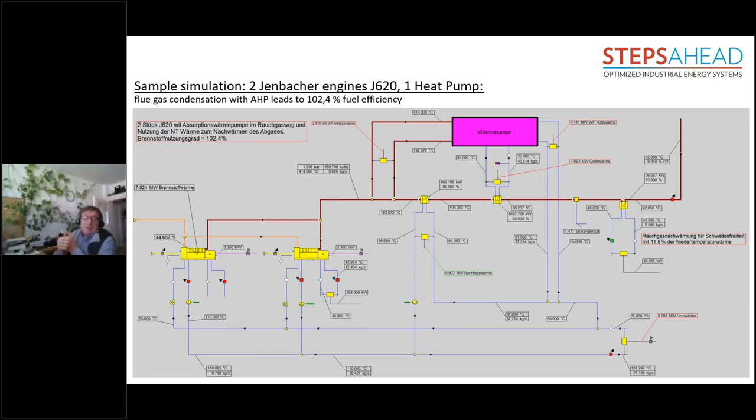System integration. You see on the left side two yellow blocks. These are Jenbacher G620 machines, two of them. And you see as a brown line the flue gas system, connected to the heat pump that is on top in violet. All these circuits, all the processes within the heat pump, are done in one simulation. So we are able to help you in detail. We are able to answer detailed questions, part load questions, etc. Next slide, please.